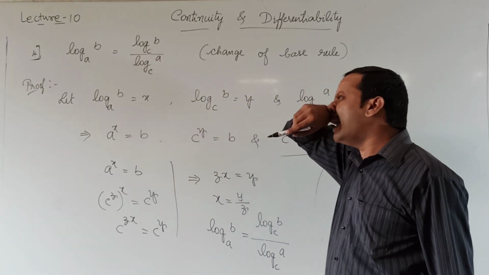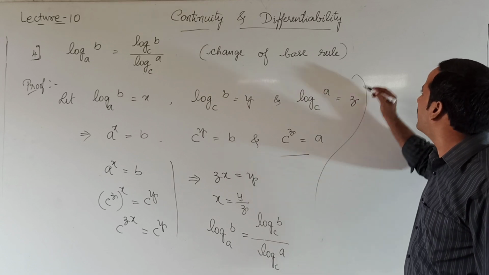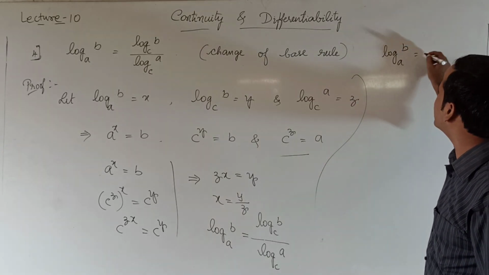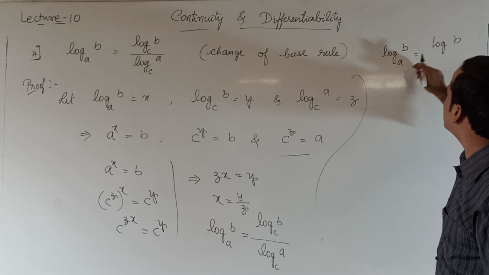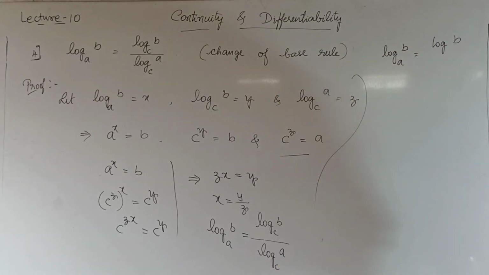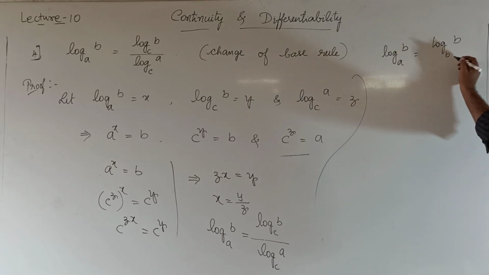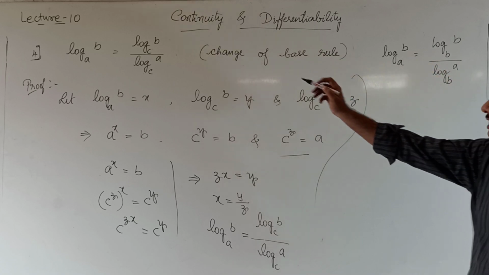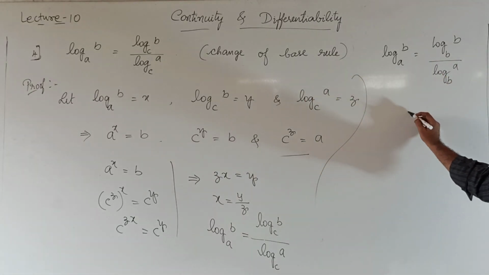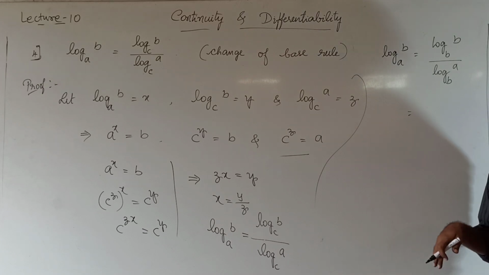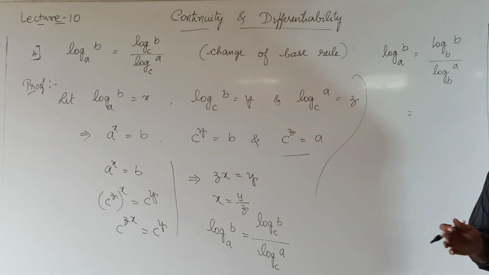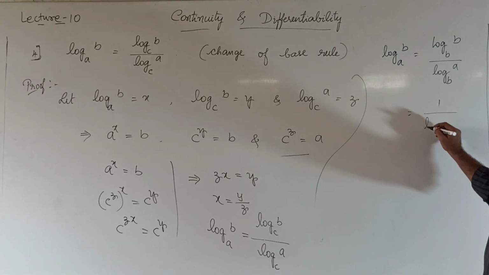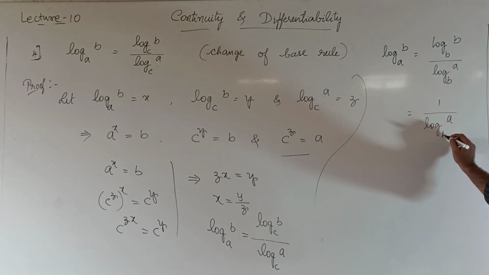So if I am writing the base as b, then what happens? Observe log b to the base a is equal to, I want to change the base. Instead of a, I want it to be in terms of b, suppose. Then I can write log b to the base b divided by log a to the base b according to this rule. So now, what is the value of log b to the base b? We already know that the logarithm of any number to the same base is equal to 1. So log b to the base a is equal to 1 by log a to the base b.